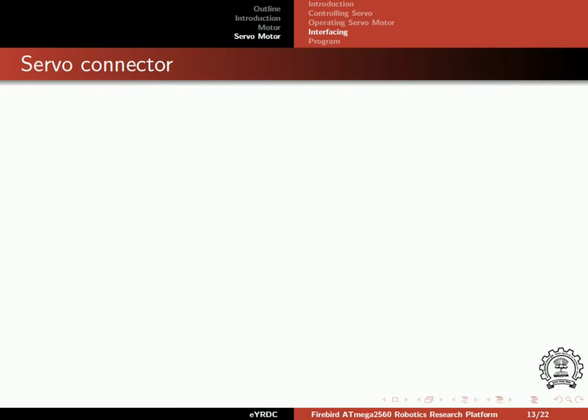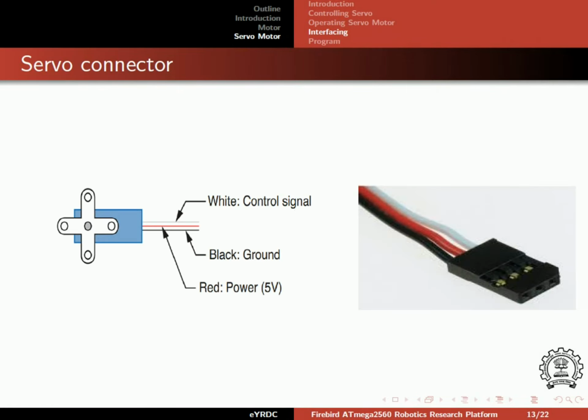This slide shows the diagram of servo connectors. The ground pin is generally brown or black in color. Power pin is generally red in color, while the signal is typically white or yellow in color.